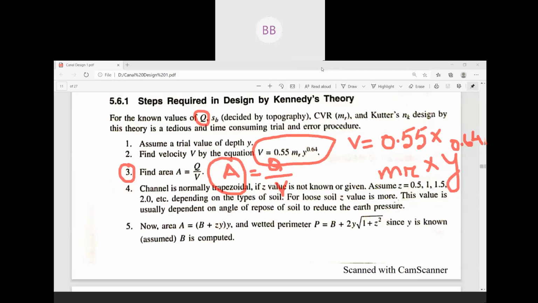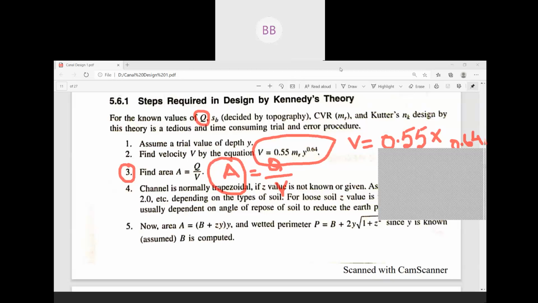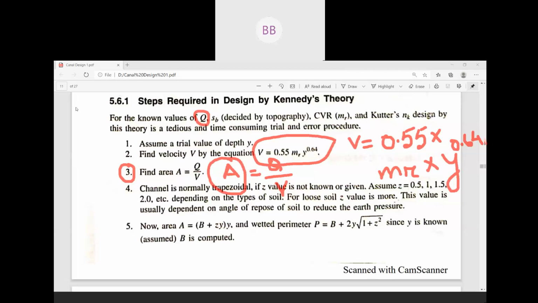So this is the third step. First step is you have to assume a depth of flow. Second step is to find out the velocity using the equation 0.55 multiplied by critical velocity ratio multiplied by y to the power 0.64. Third step is to find out the area. Area is equal to discharge divided by velocity.